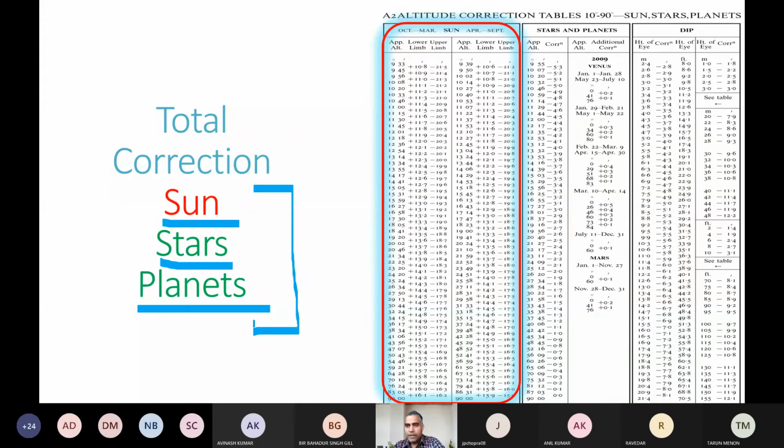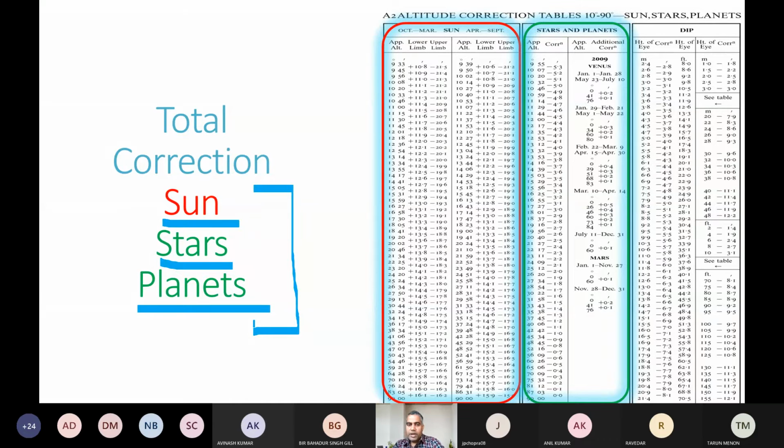That's for the sun. For the stars and planets, you go to the next table. This gives you the total correction table for stars as well as planets. You enter into these tables with apparent altitude and you can obtain the correction from here. All the corrections for stars and planets are negative corrections.